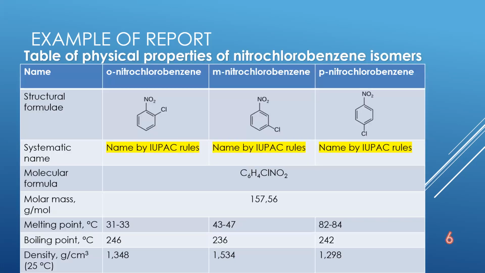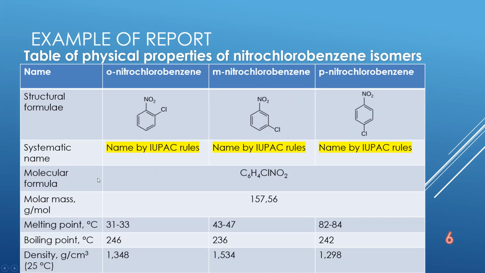Next, you could see the table of physical properties of nitrochlorobenzene isomers. They are ortho-nitrochlorobenzene, meta-nitrochlorobenzene, and para-nitrochlorobenzene. So what you should add to this table? You should add the systematic name by IUPAC rules. There are some specific rules that substances should be named by.